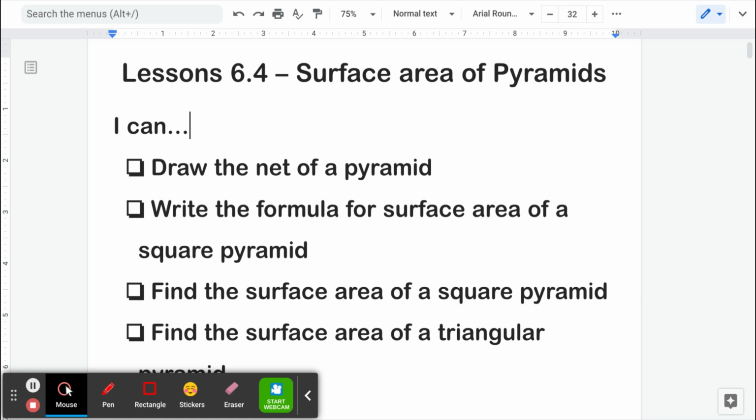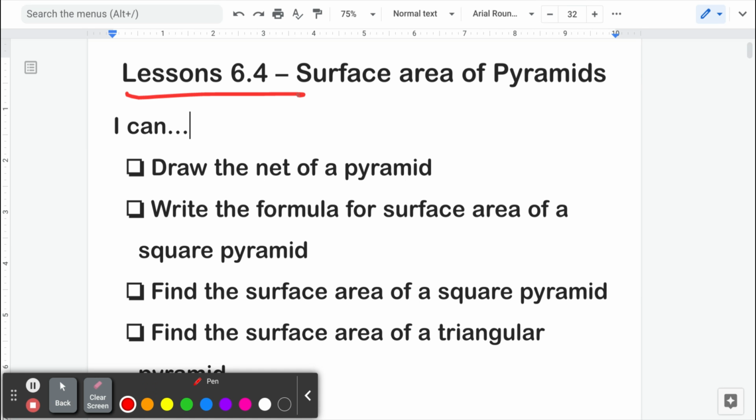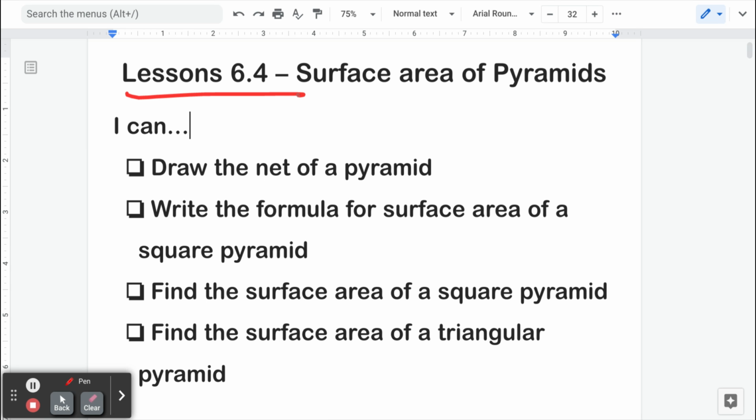Today we are going to be learning about lesson 6.4, surface area of pyramids. By the end of the video, you should be able to draw the net of pyramids, write the formula for square pyramids, find the surface area of square pyramids, and find the surface area of a triangular pyramid as well.